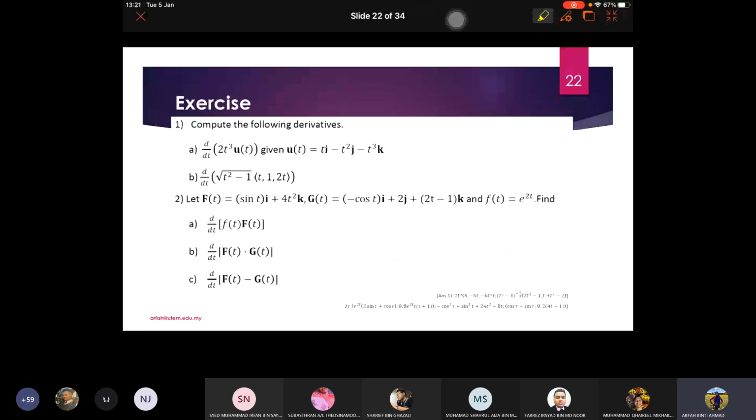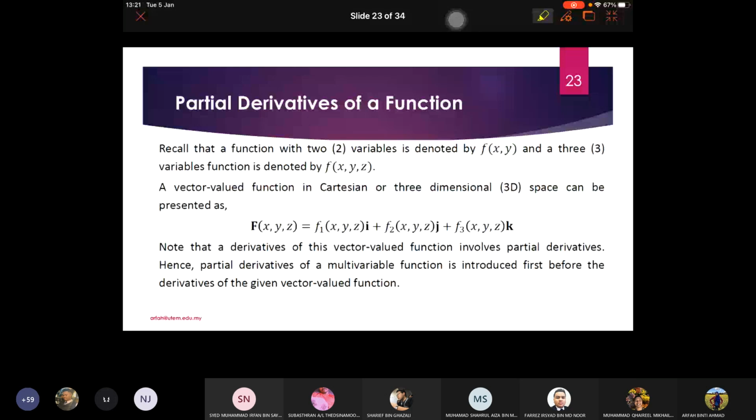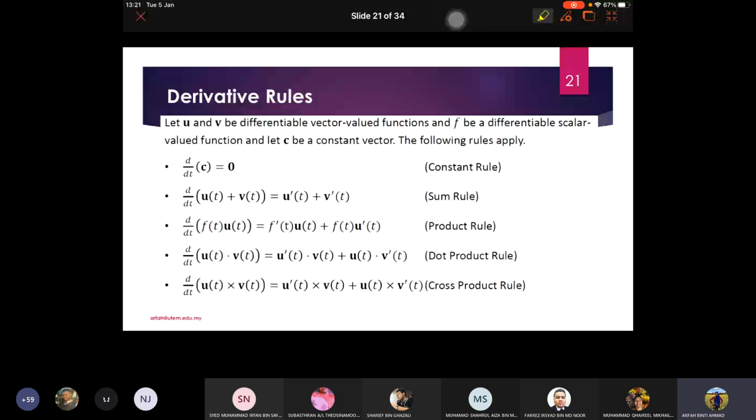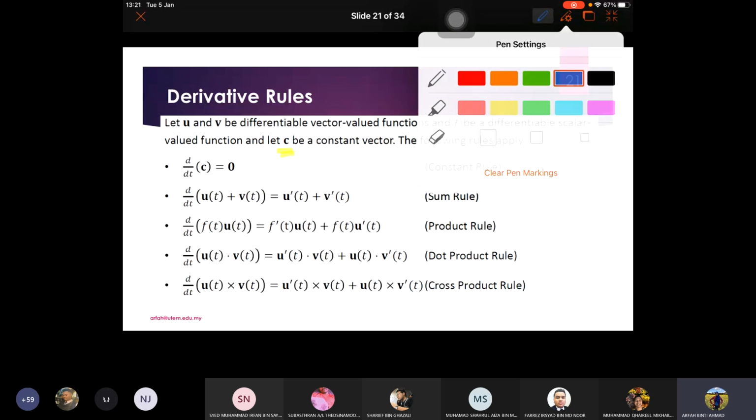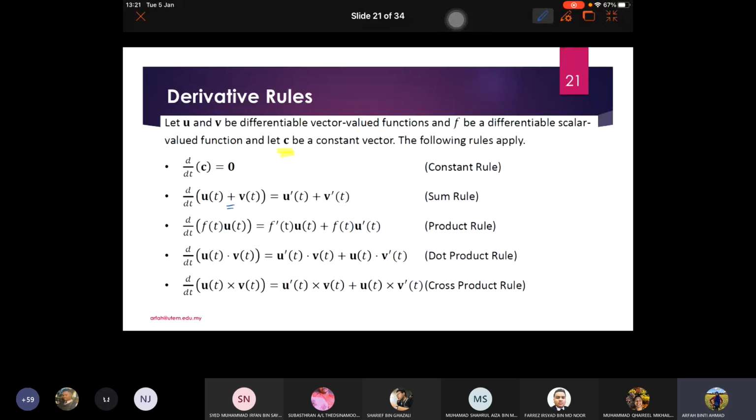So let's try. So dia punya derivative punya rules, let u and v are differentiable vector value function and f be a differentiable scalar function and let c be a constant vector function. So the following rules applied. Kalau kita bezakan constant vector c, dia akan dapat vector 0. Okay, 0 vector. So kalau u(t) tambah v(t), and then kita nak dapatkan dia punya hasil tambah vektor u dan vektor v, so dia akan sama juga dengan awak nak bezakan hasil tambah vektor u dan juga vektor v. So sama je kalau awak bezakan vektor u dulu and then bezakan vektor v, then dah dapat jawapan baru tambahkan. So it will be the same.